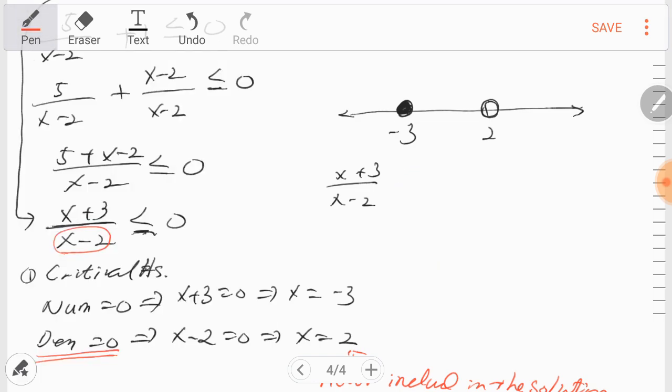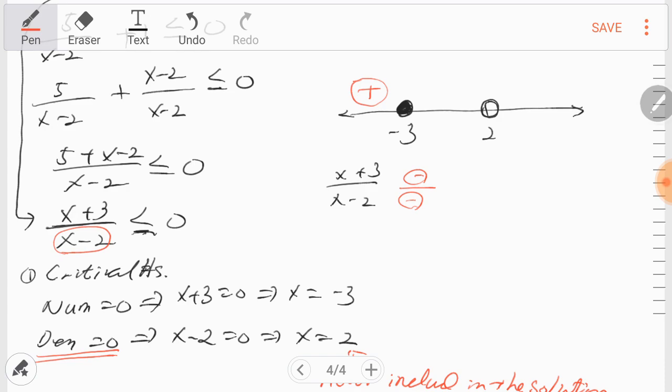So let's select negative 4 from the first interval. Negative 4 plus 3 is negative. Negative 4 minus 2 is negative. So negative over negative is positive. So the first interval has a positive y value.